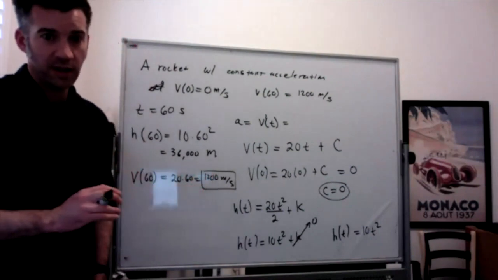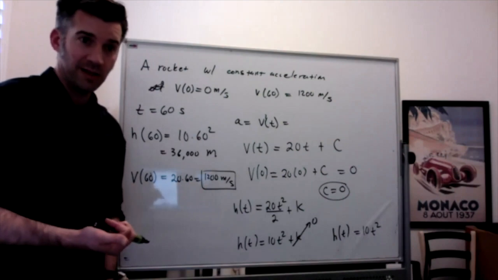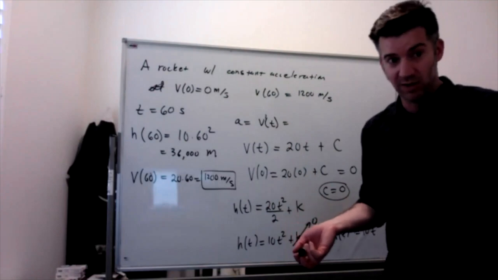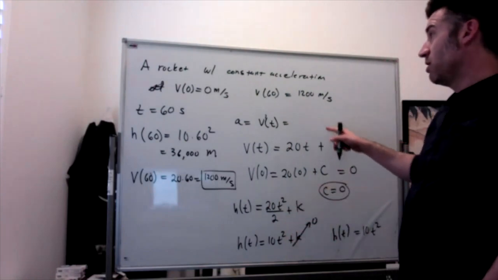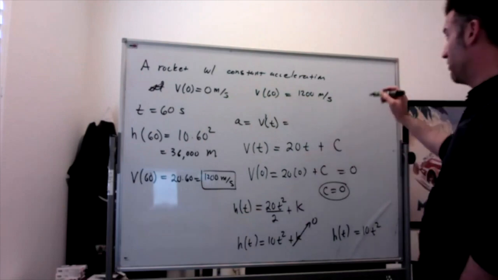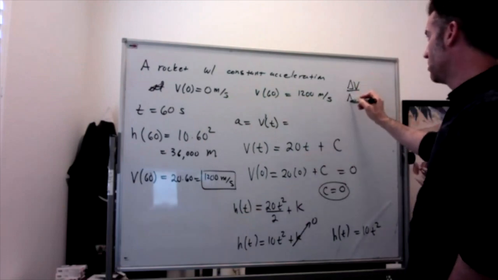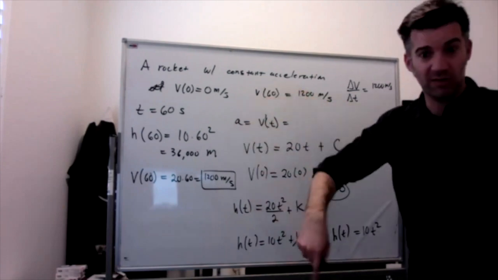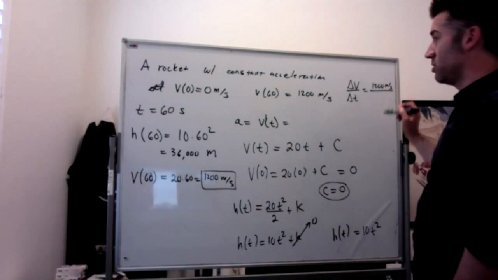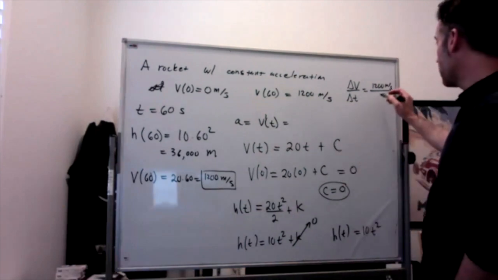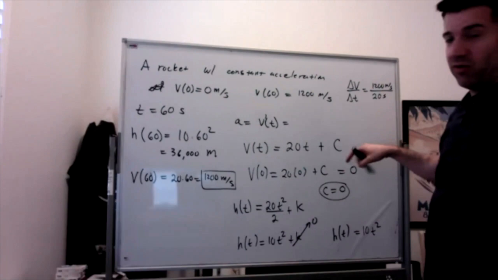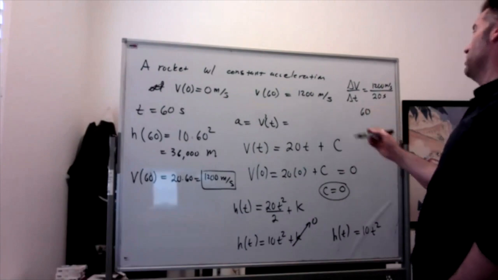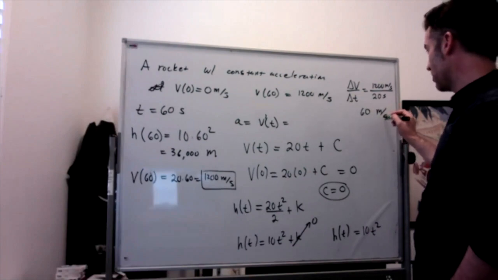So here's the thing. If you know that the acceleration is constant, and you know the velocity at 2 different times, you can find the acceleration. You can just say, how much did the velocity change by? Well, the velocity changed by 1,200 meters per second. 1,200 minus 0 is 1,200. And the time changed by 20 seconds. 1,200 divided by 20 is 60. It's 60 meters per second per second.